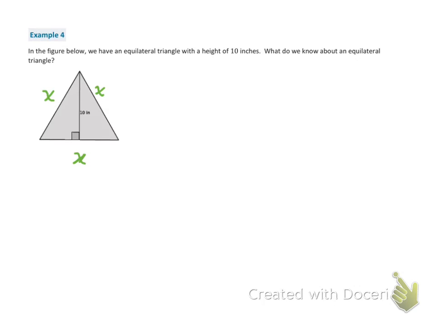length, and so we can say let x be the side length for our triangle. Okay, x is the side length. Okay, so we know that all the angles are the same too. We know that they're all 60-degree angles.